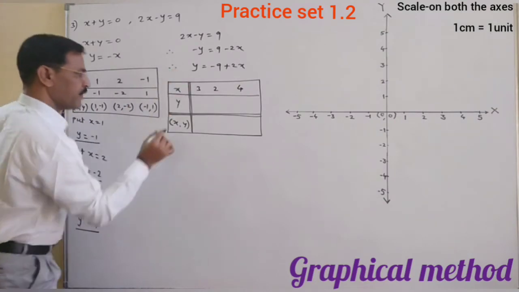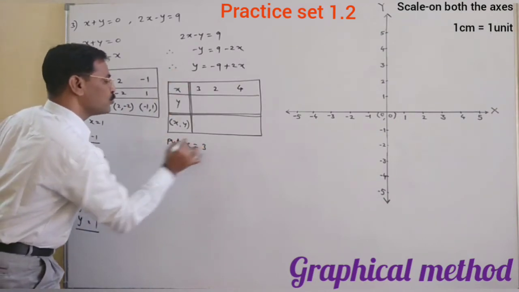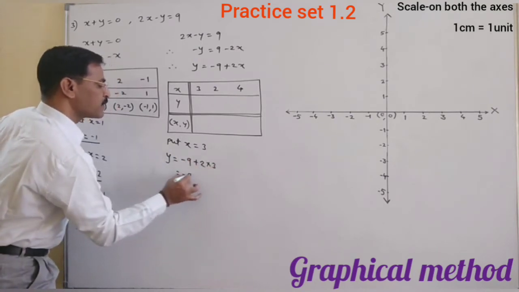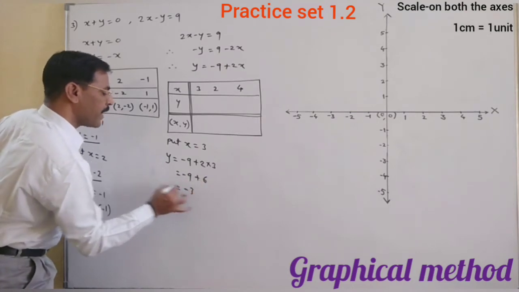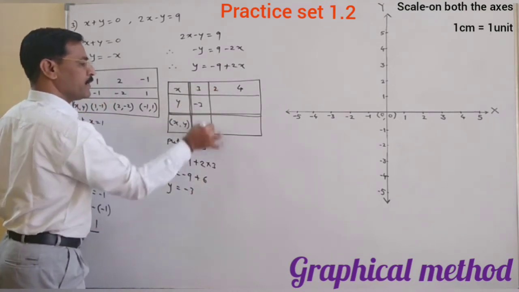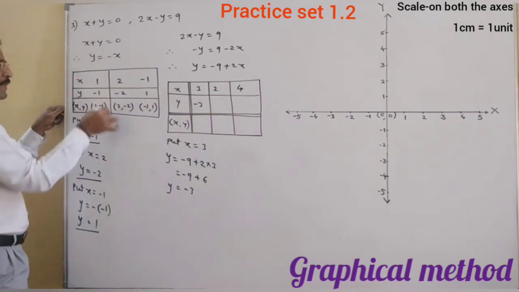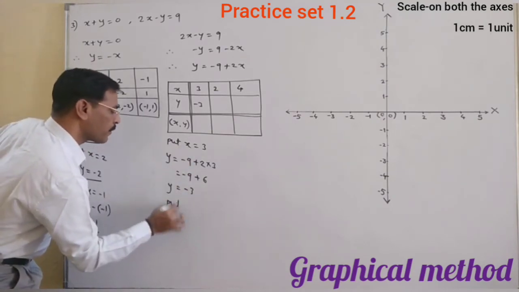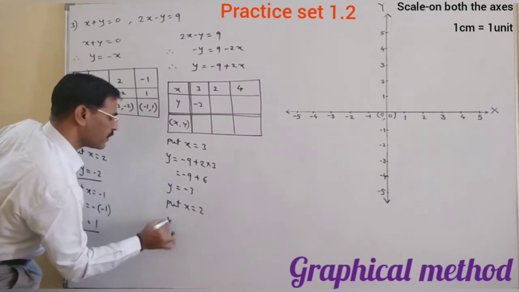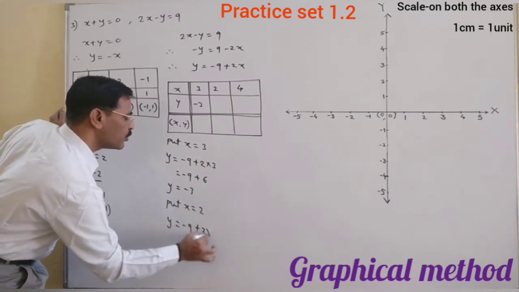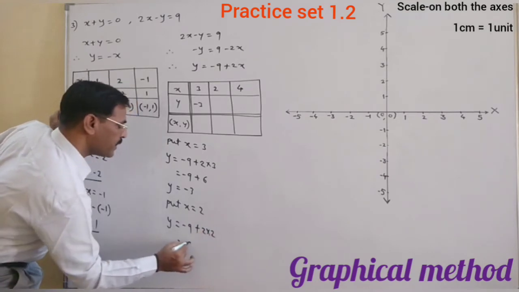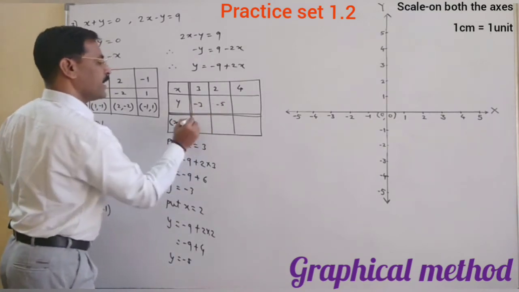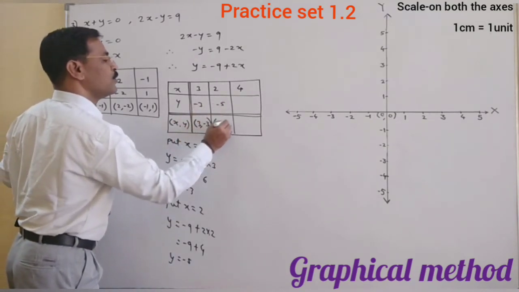Okay, understand, friends? See, first put x equal to 3. What will come here? y equal to minus 9 plus 2 into 3, means minus 9 plus 6. Here it is minus 3. And this one we can put here. Okay, friends? Here also we will make that box. That means we can separate here. Understand, friends? Similarly, put x equal to 2 here. So y equal to minus 9 plus 2 into 2, so minus 9 plus 4. Here it is minus 5. So this one we can write here: 3, minus 3; this one 2, minus 5.